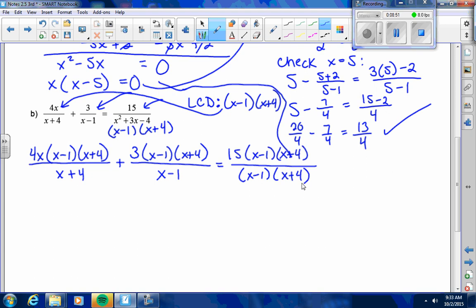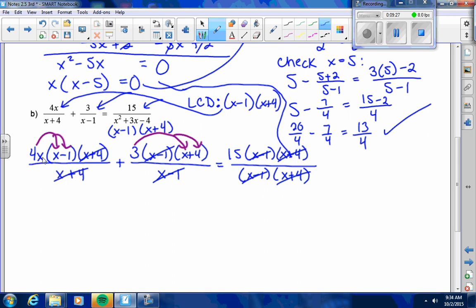Now we go through each and cancel what we can. So in the first fraction, we can cancel out x plus 4. In the second fraction, we can cancel out x minus 1. In the last fraction, we can cancel out the x minus 1s and the x plus 4s. Now let's go back and simplify. The 4x gets distributed throughout the parentheses. The 3 will get distributed throughout the parentheses.